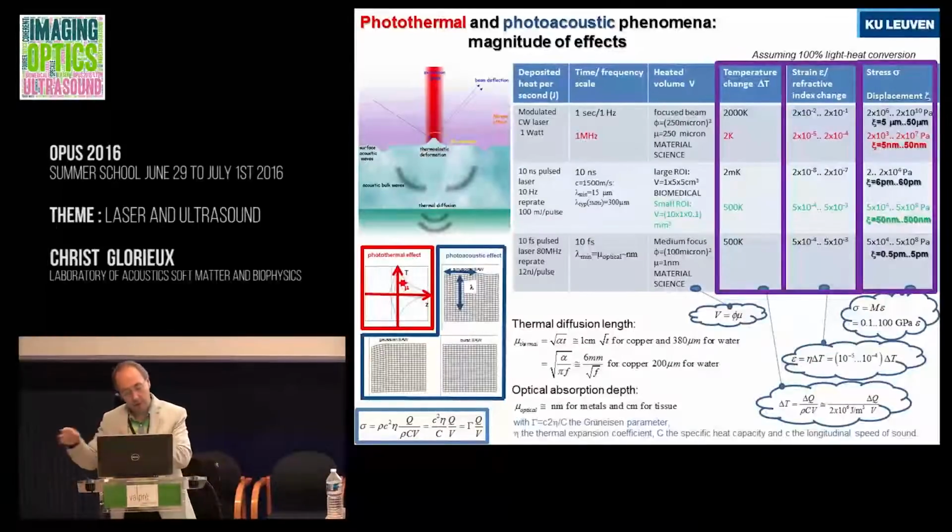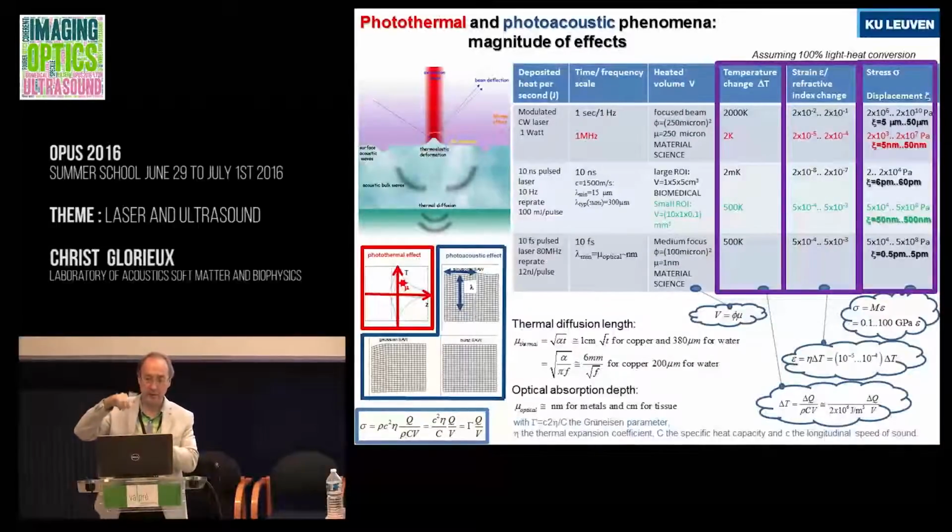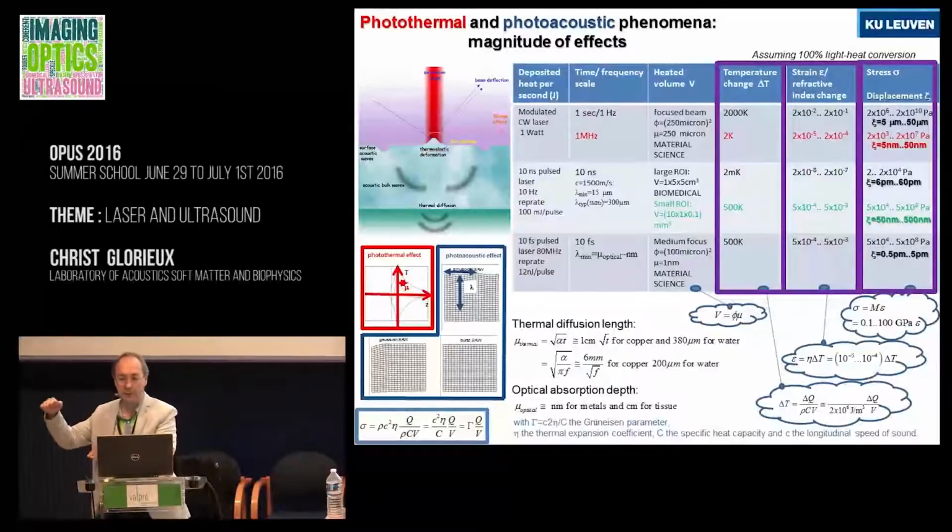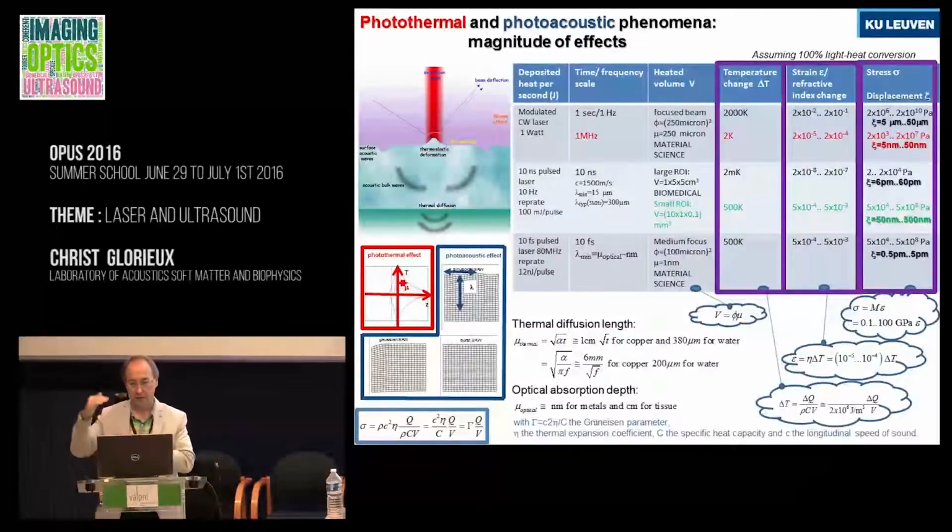But if I go back now to displacements, for example, if you have a thermally induced expansion of 10⁻³, and you have this over 1 millimeter, so the thermal expansion is penetrating over 1 millimeter, then the displacement is 10⁻³ times 1 millimeter. So it's 1 micrometer. So that's how you can estimate the displacements.